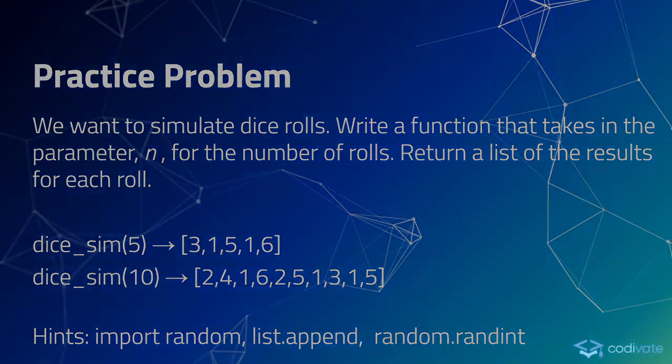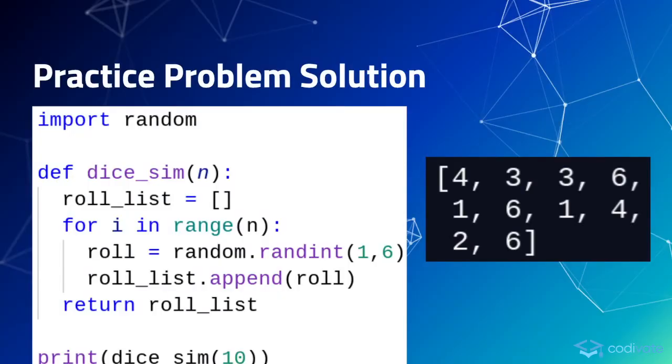Alright, I'm assuming you had a go at it. Let's go over the solution. First, we have to import the random module because we are simulating dice rolls, which is a random event. That's what we have in our first line, import random. Now we have to go to our function header. And in this case, we just called it diceSim.